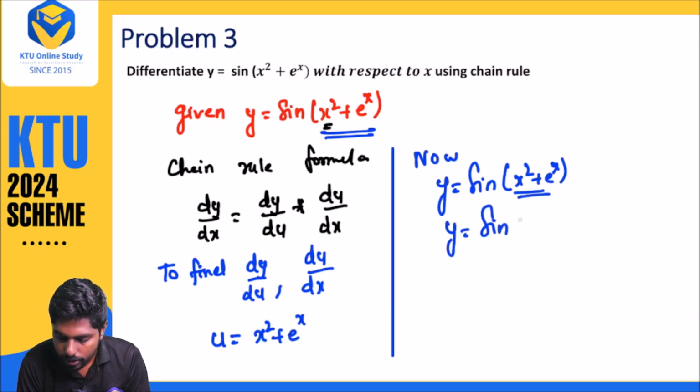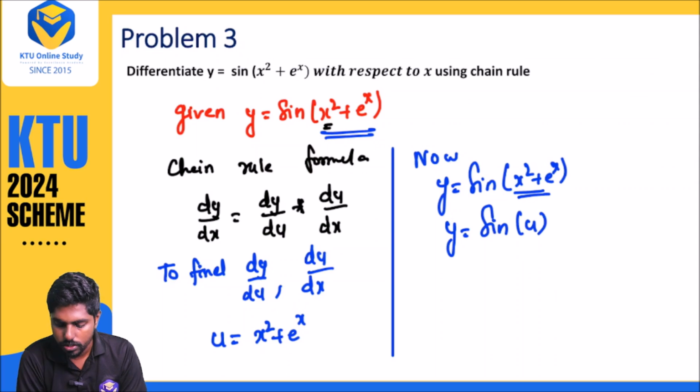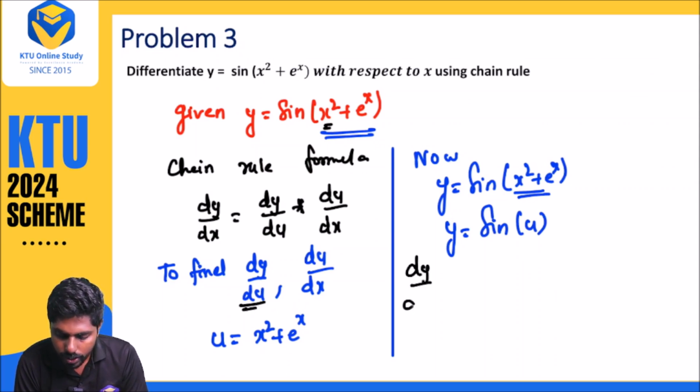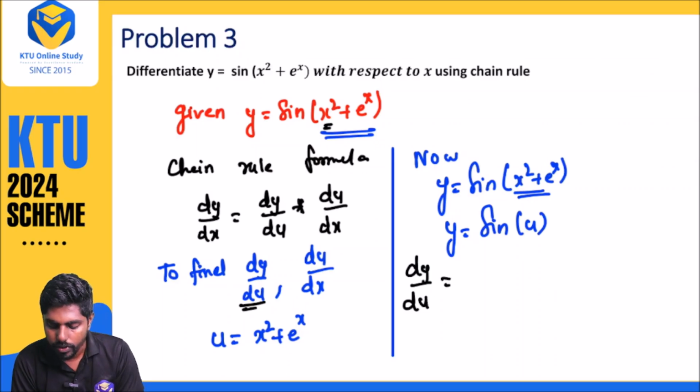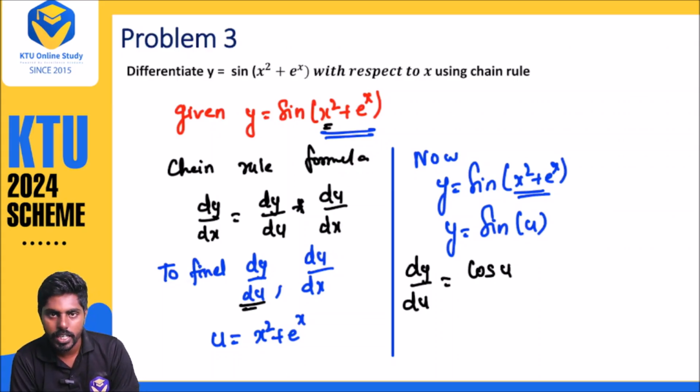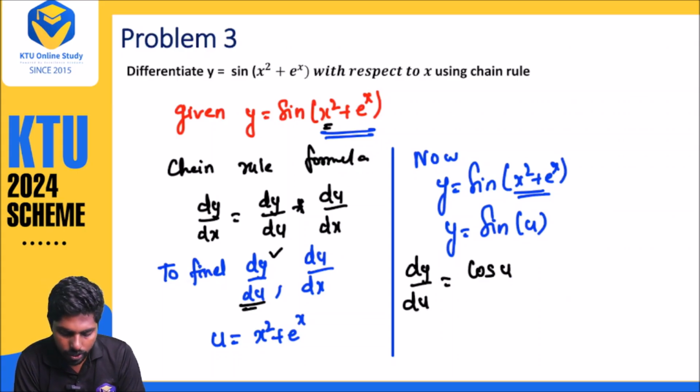Sine, this is nothing but u, so I am taking this as u. So what is the thing we want to find out? First one, dy by du we want to identify. So when we are differentiating sine, what will happen? Sine will become cos, differentiating with respect to u, so we will get cos u. So we have identified the first value.